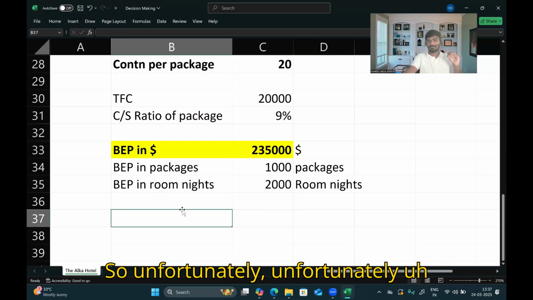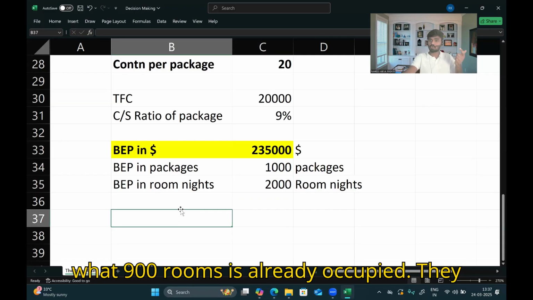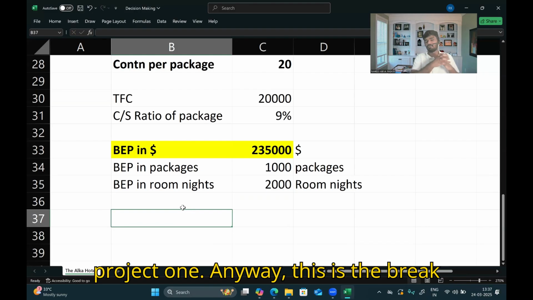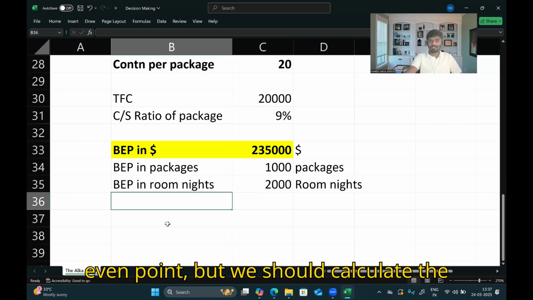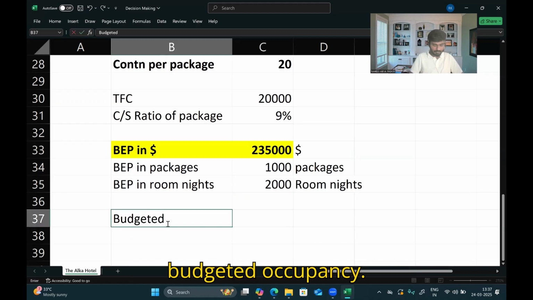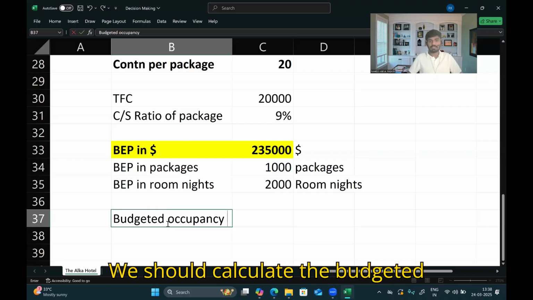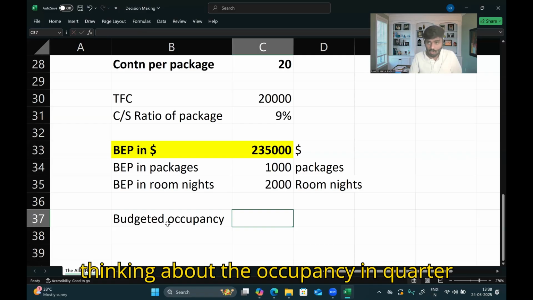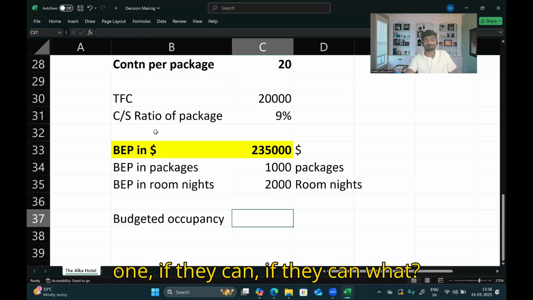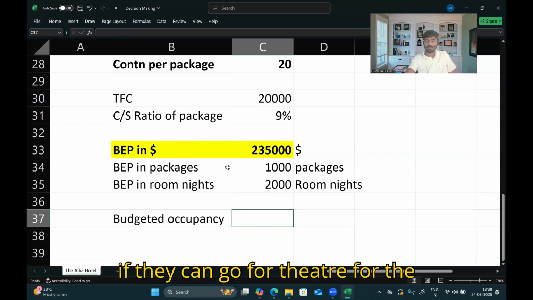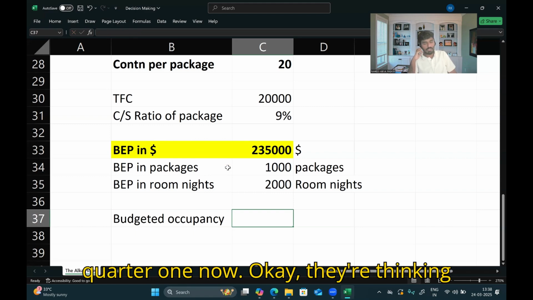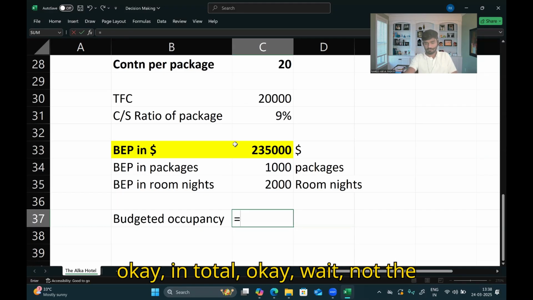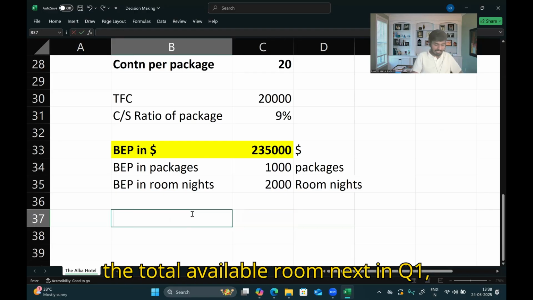Unfortunately, 900 rooms are already occupied. They have told us that in Q1, 900 rooms are already occupied irrespective of project 1. Anyway, this is the break-even point, but we should also consider the occupancy. Alka Hotel is thinking about Q1 if they go for the theater package. We need to calculate the total available room nights in Q1.